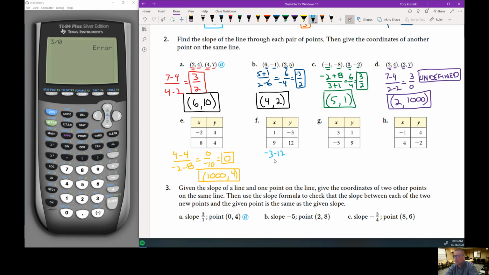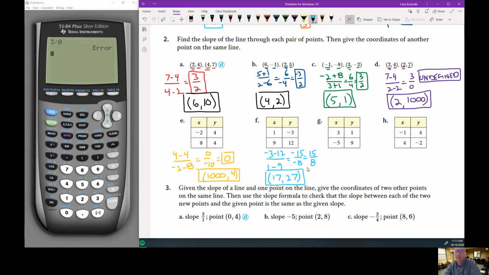-3 minus 12 over 1 minus 9 here. That's going to give me -15 over -8, which is equivalent to +15 over +8. And again, I don't think I want to turn that into a decimal. There's no need for it. I'll just add 8 to my next x value. So 9 plus 8 is 17. And then I'll add 15 to my y value, which would be 27. So 17, 27 would be the next point using that ratio.